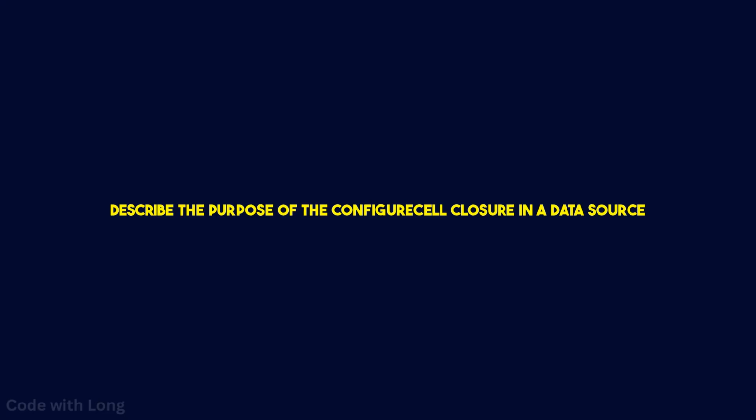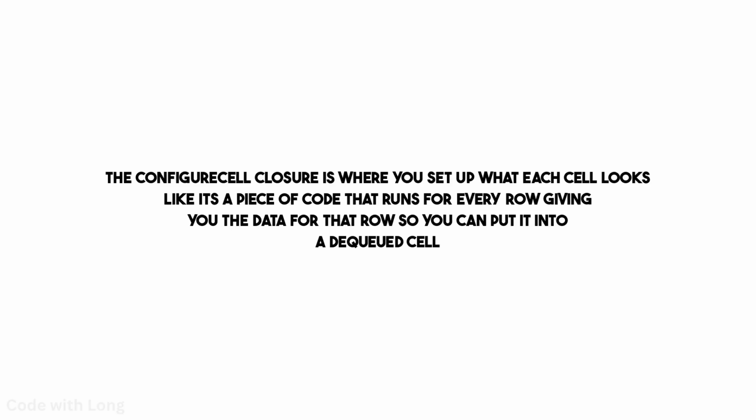Describe the purpose of the configure cell closure in a data source. The configure cell closure is where you set up what each cell looks like. It's a piece of code that runs for every row, giving you the data for that row so you can put it into a dequeued cell.